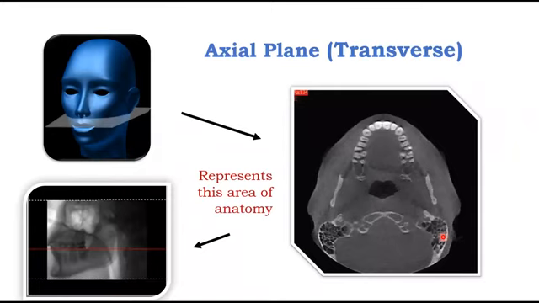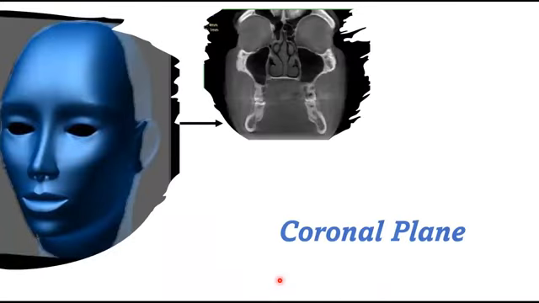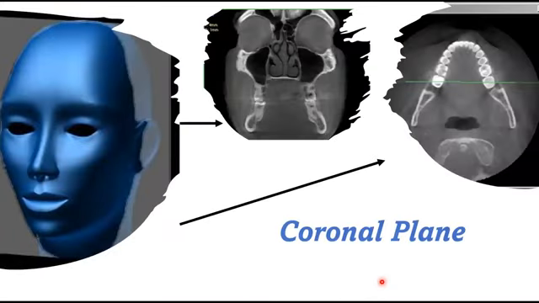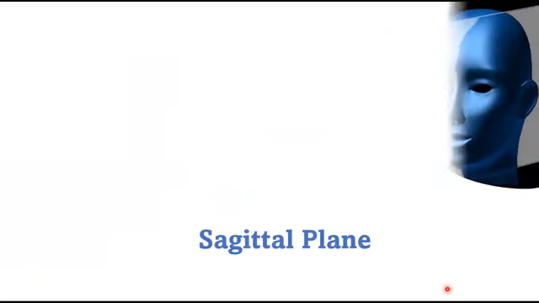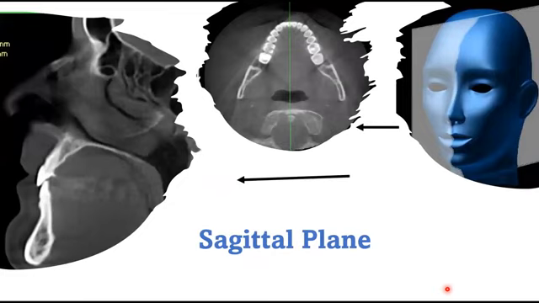Coming to the individual planes, the axial plane slices through the anatomy in a transverse or horizontal direction, and the image on the right represents this area of the anatomy. The coronal plane slices through the anatomy from side to side in a vertical direction, as you can see in this picture, and the image in the center represents the area shown on the far right image. Likewise, the sagittal plane is a slice through the anatomy from front to back, and the image on the left represents the area shown in the center.